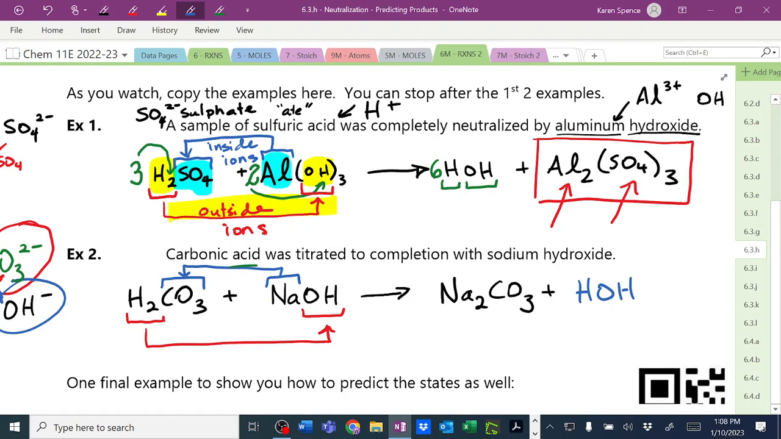Are we balanced? No. Let's pick our most complicated formula, Na2CO3. I need to have 2 sodiums. I just need 1 carbonate. And so all I need to balance now is either the hydrogen or the hydroxide. I have 2 hydrogens and I have 2 hydroxides. So if I just put a 2 there, everything is hunky-dory.